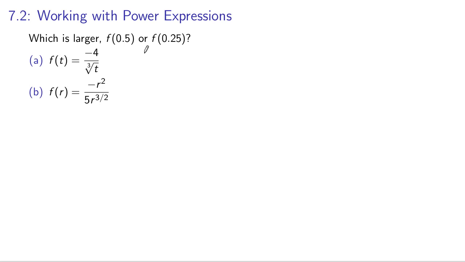Which is bigger, f of 0.5 or f of 0.25? So here we have several things going on. We have a negative k. We're in between 0 and 1 in this case. We're looking at f of 0.5 and f of 0.25.